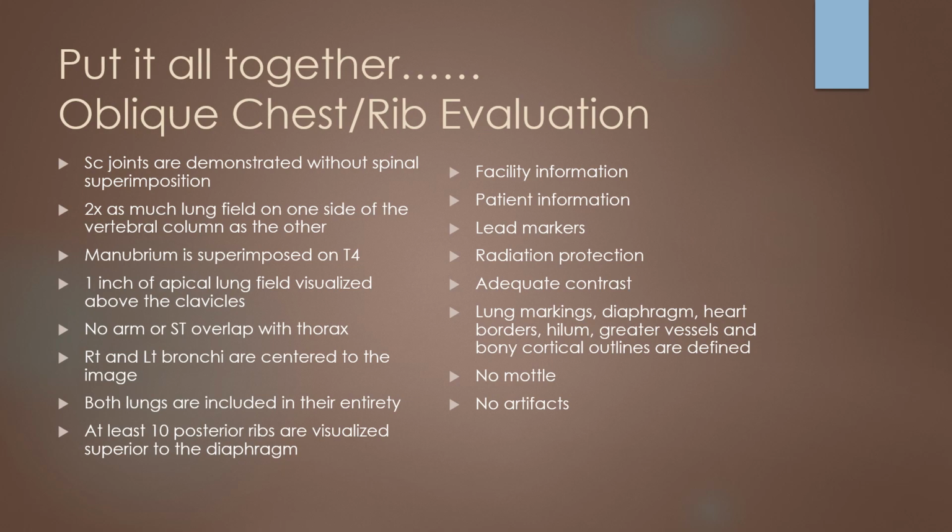If this is a rib oblique, then we can collimate down to the lateral aspect of the vertebral side of the unaffected set of ribs. We want to see at least 10 posterior ribs superior to the diaphragm, indicating that we had adequate inspiration. Then all of our legalities, including facility information, patient name, date of birth or MR number, image exam, time and date, lead markers, and then adequate technique are all going to come into play.